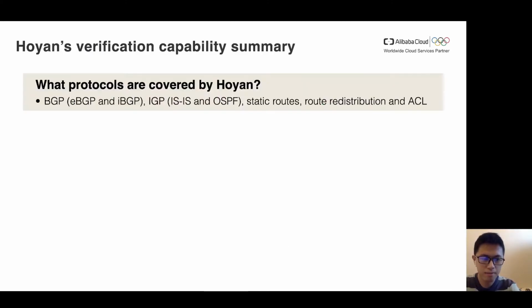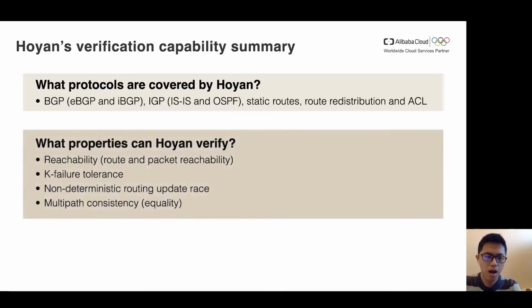Now, let me clarify the capability scope of Huoyan. What protocols does Huoyan support? Huoyan can reason about eBGP, iBGP, IS-IS, OSPF, static routes, route redistribution, and ACL verification. What network properties can Huoyan reason about? According to our operation needs, Huoyan can verify properties including reachability, k-failure tolerance, non-deterministic routing rates, and path consistency.